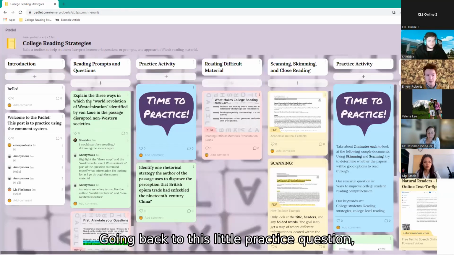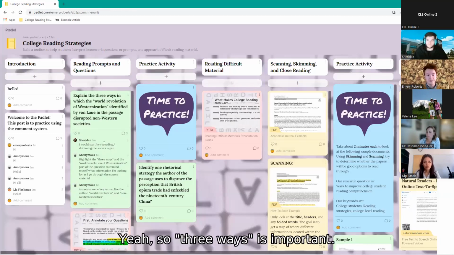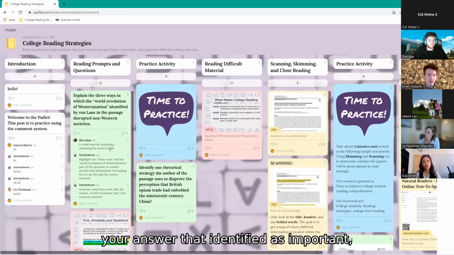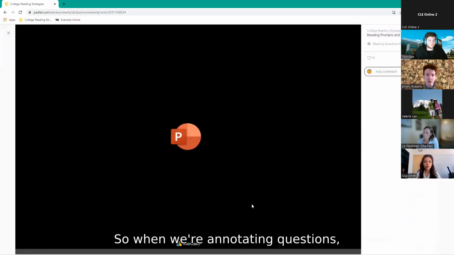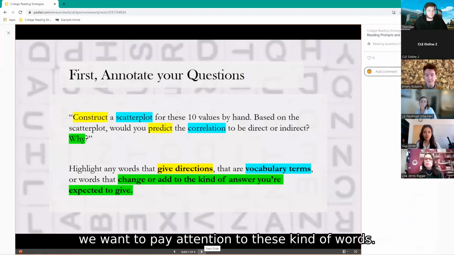So going back to this little practice question, oh, now I'm seeing some responses. Yeah, so 3 ways is important. Oops. 3 ways is important because that's how many things you need to have in your answer. That identified as important, explain, all of that stuff. So when we're annotating questions, we want to pay attention to these kind of words.